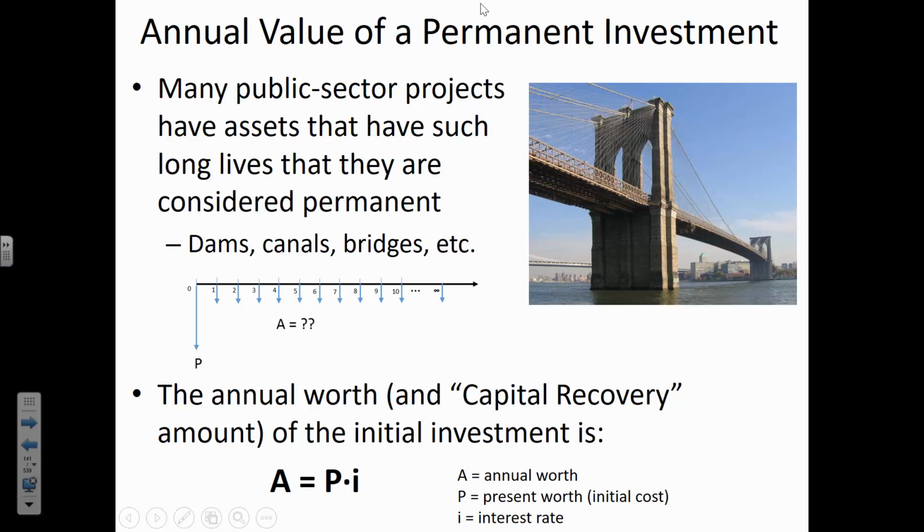Okay, so any questions about either of these two slides, the capitalized cost or capital recovery?